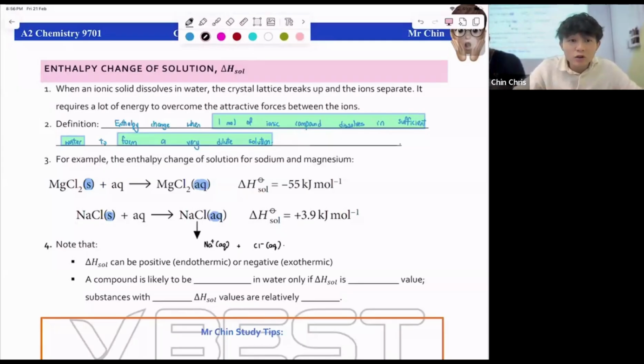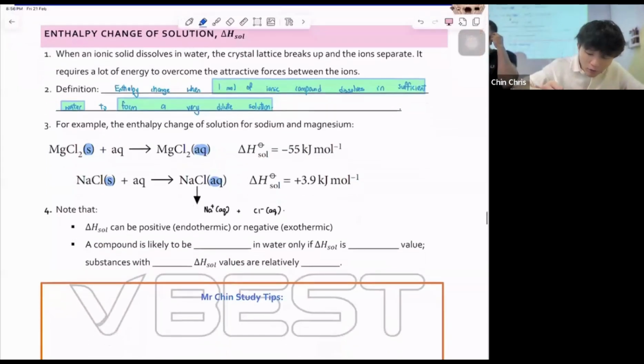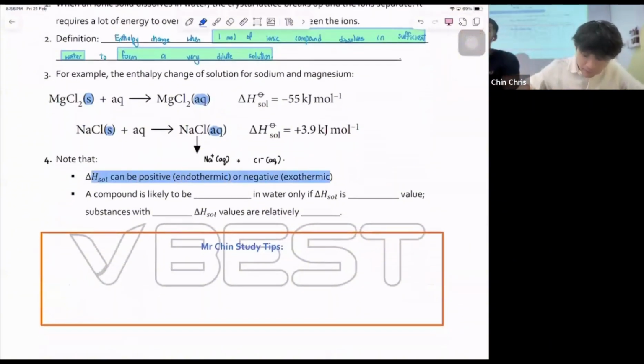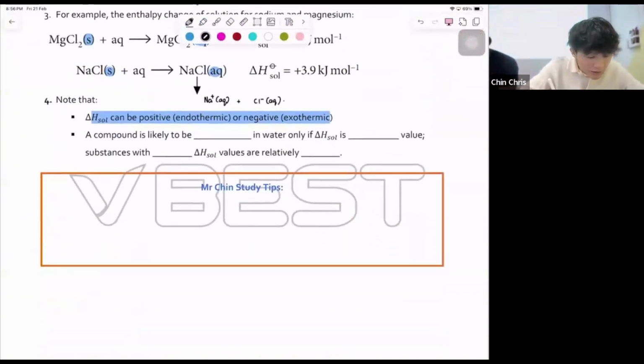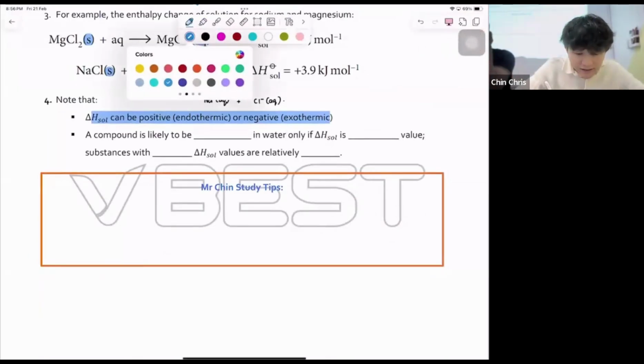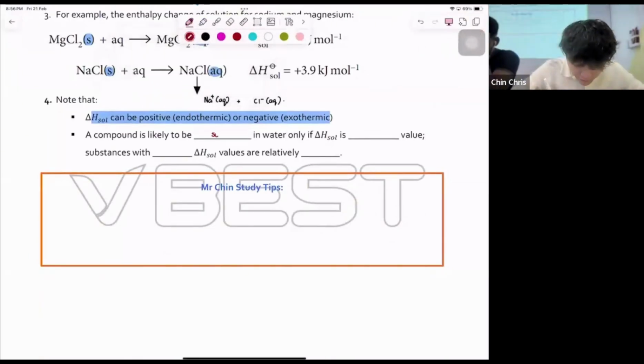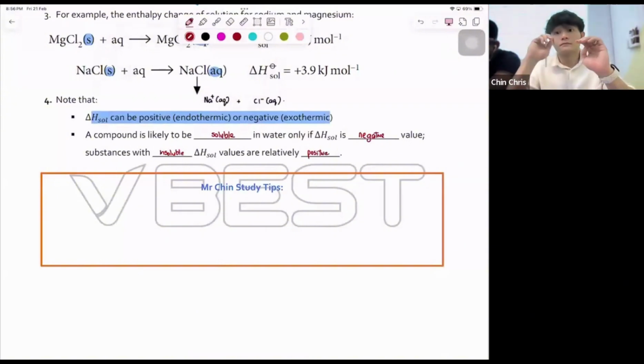Okay, guys, now let's look at delta H solution. Your delta H solution can be either positive or negative. Write down delta H solution. If it's negative, it's most likely to be soluble. And for insoluble substances, your delta H is most likely to be positive.